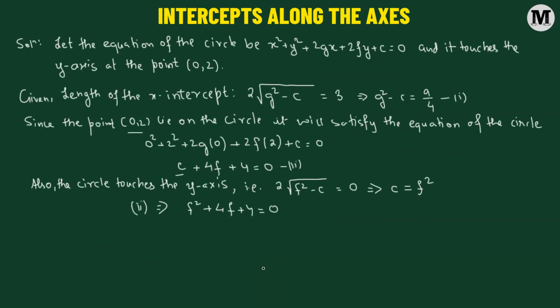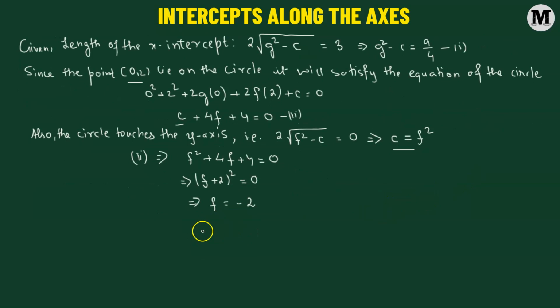Now, this is a very simple quadratic equation. It's nothing but the expansion of (f plus 2) whole squared, equal to 0. Solving this, we get the value of f. So f comes out to be equal to negative 2. Fine. Now that we have the value of f, we can also find the value of c using c equals f squared. This implies that the value of c will be equal to negative 2 squared, or simply c equals 4.